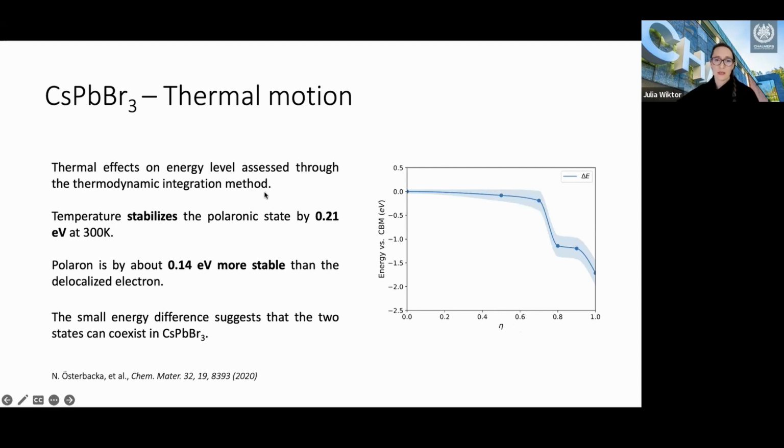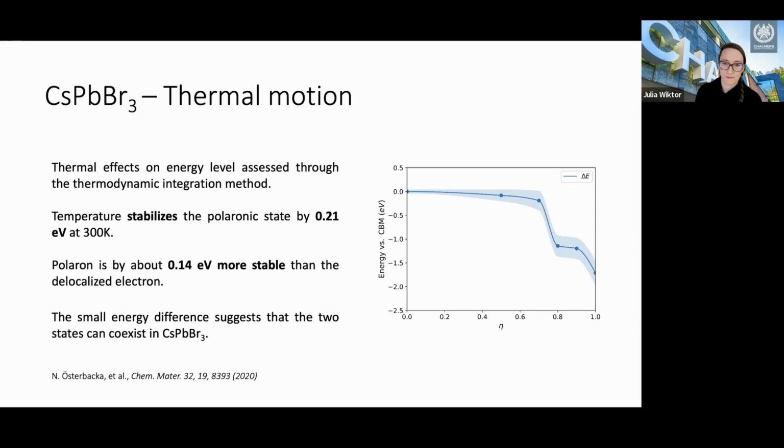And we find that temperature stabilizes the polaron by 0.21 eV, which put together with the spin orbit coupling result gives us a polaron which is 0.14 eV more stable than the delocalized electron. So it seems that electron polarons should be stable in this material, and we also learned what the challenges are in calculating them.